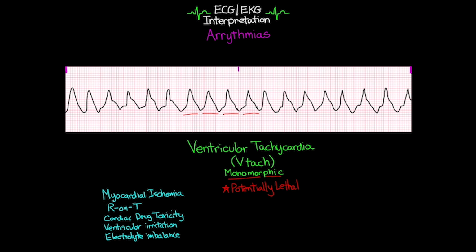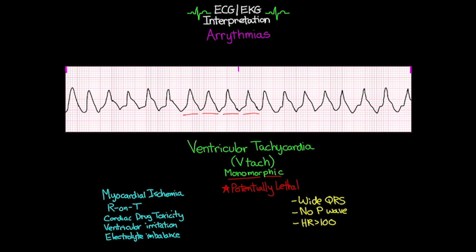So again, some of our defining characteristics for this, we're definitely going to have that wide QRS complex. Again, this is originating from within the ventricle, and that signal is not traveling quickly down the bundle of His and the bundle branches. You're also going to have no discernible P wave. And for this to be VTAC, you've got to have a heart rate greater than 100.